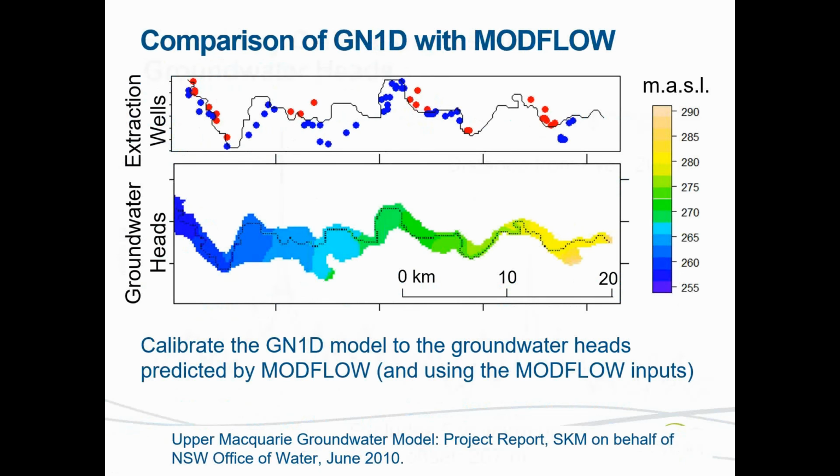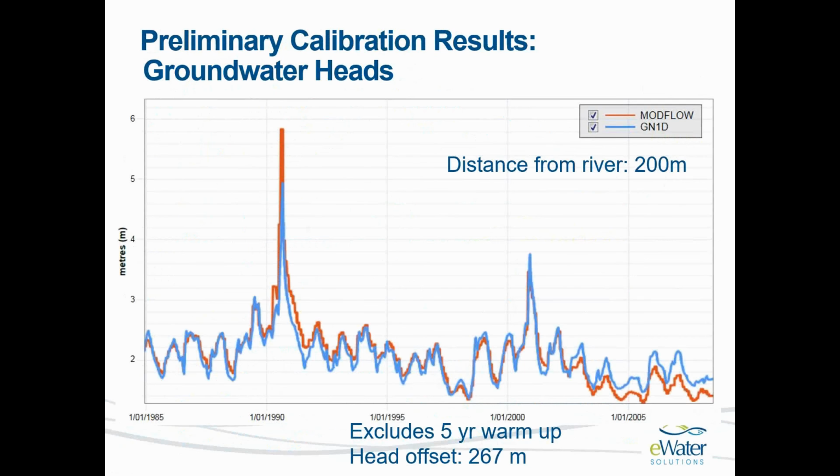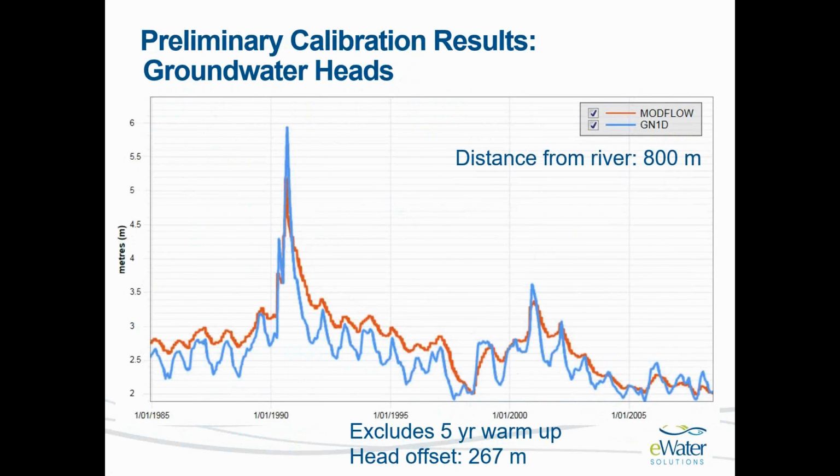Here's an example of our preliminary results. We're looking at groundwater heads at 200 metres from the stream for ModFlow and the Source model. As you can see, we have excellent agreement between the two models. As we move further from the river, the agreement between the two models declines. This is a time series of the two models at 800 metres. The Source model is in blue, where ModFlow is in red, and at 2.2 kilometres from the river.